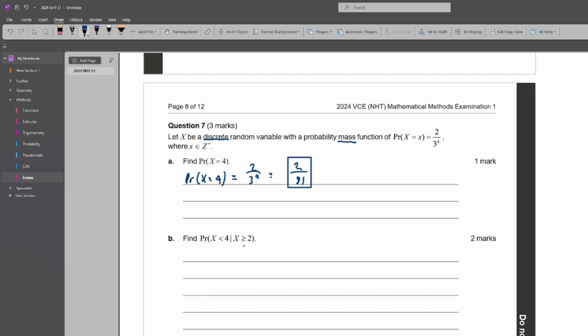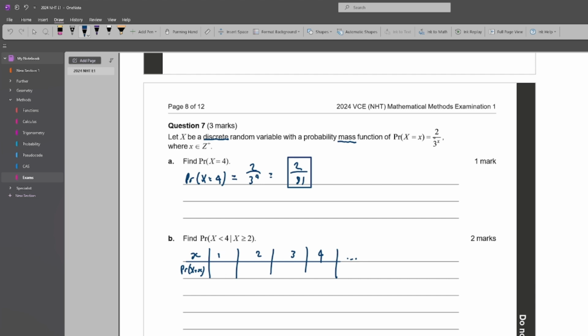Find the probability x is less than 4 given x is greater than or equal to 2. Let's make a table here. So we've got x and the probability that x equals x. We don't have 0 because it's Z plus, so positive integers, which doesn't include 0. 0 is not a positive integer. It wouldn't make much sense to put in a 0 here anyway, and have a probability of 2. That would be obviously too big. So 1 is our first value, then 2, 3, 4, and so on.